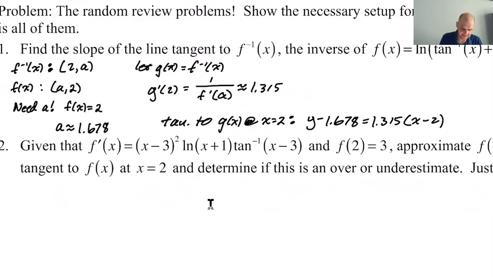I think it's a really good idea to write down this ordered pair at some point, just so you remember what you're doing. Because I see a lot of people use the wrong thing, right? You need to know that x is 2. What's the y value that goes with it? It's a. We found a. All of that's good.